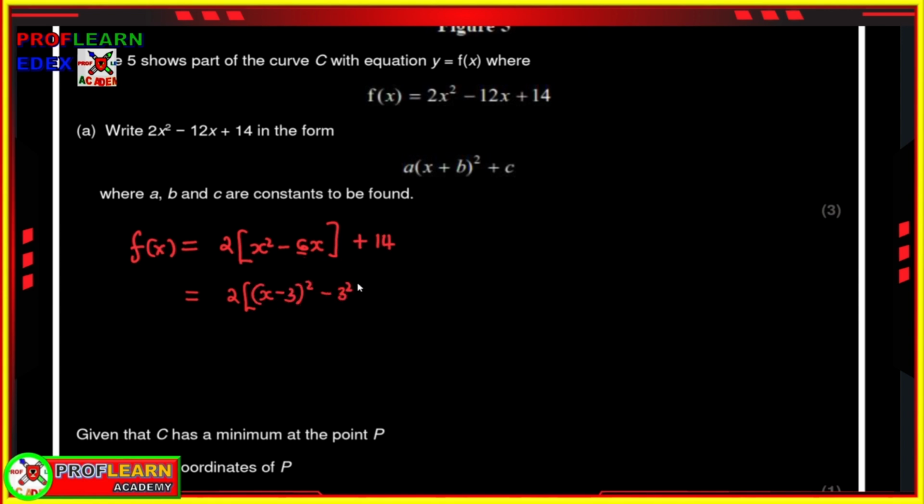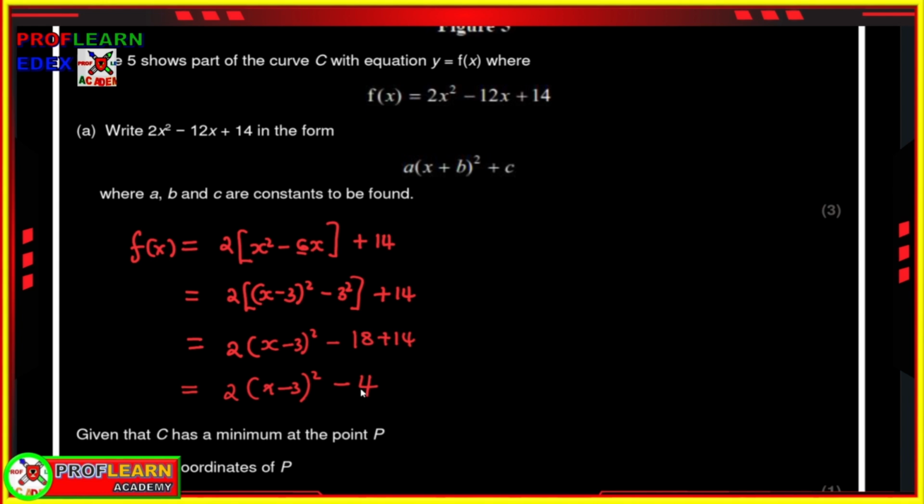Minus the square of this number that is inside the bracket, that is x minus 3. So minus the square of 3. Don't consider the sign. Even if it was a positive inside the bracket, we are supposed to subtract always. Okay, then now we can open the bracket. Since 3 squared is 9, and there is a 2 outside the bracket, that will be minus 18 plus 14, and that simplifies to negative 4 at this point.